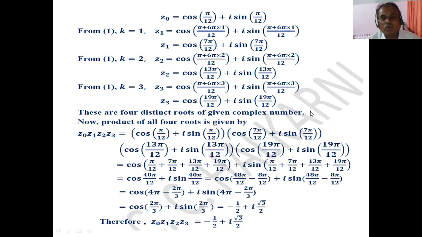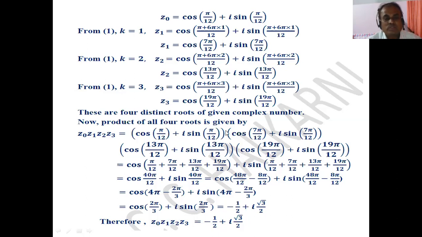Now we will find the product of these roots. The product of all 4 roots is given by z0 · z1 · z2 · z3. We put all the values in brackets. First the z0 root: (cos π/12 + i sin π/12), into the second root z1: (cos 7π/12 + i sin 7π/12), into the third root (cos 13π/12 + i sin 13π/12), and the fourth root (cos 19π/12 + i sin 19π/12). Now these are the 4 factors of the product.